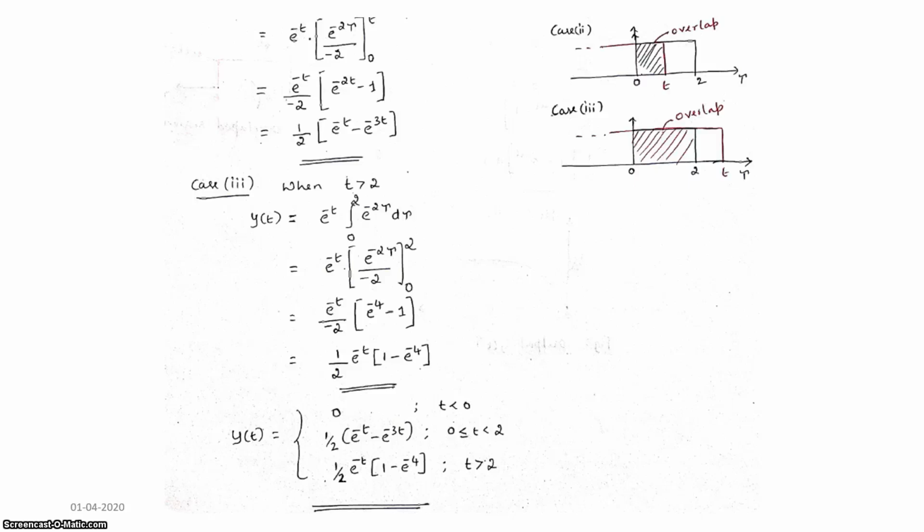Third condition: I'll place the second signal in such a way that t is greater than 2. Further moving the second signal to the right, there is an overlap. The overlap region I have mentioned. The overlapping region is from 0 to 2.